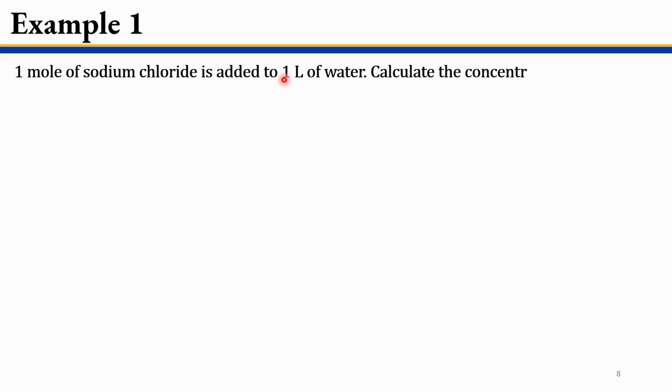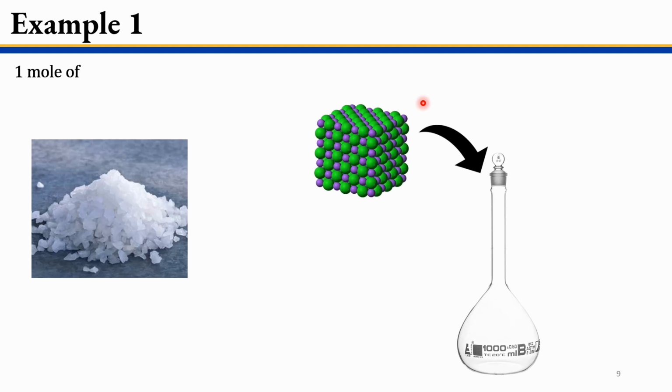Let's do some examples. 1 mole of sodium chloride is added to 1 liter of water. Calculate the concentration of the species in the solution. Try this problem yourself before moving on.